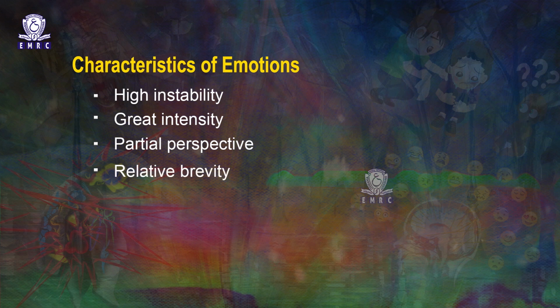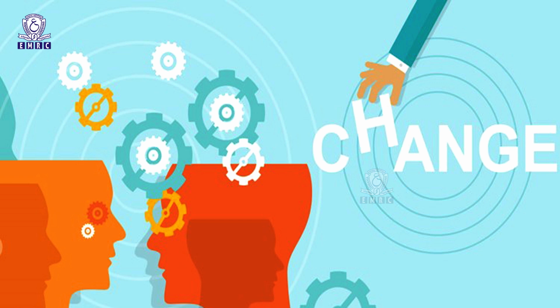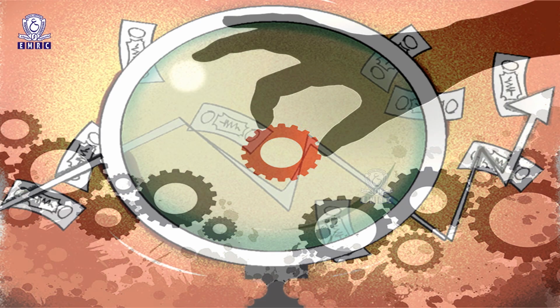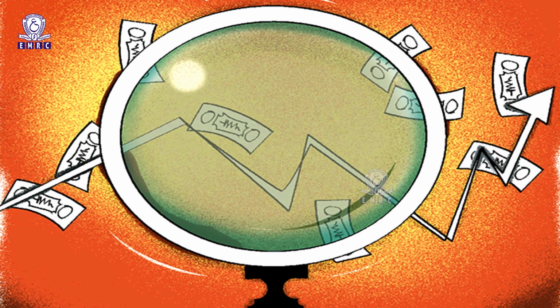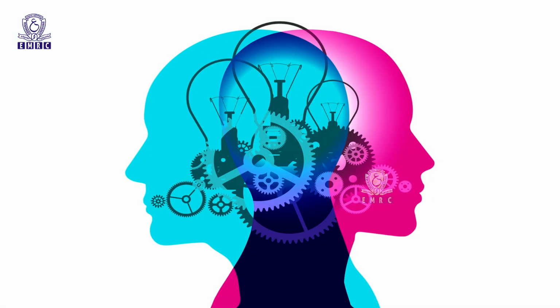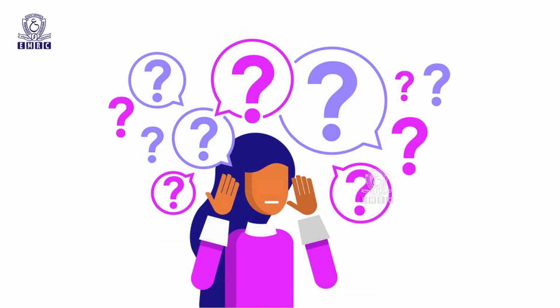And the next one is relative brevity. When a change disturbs a system, the system will not tolerate the change for too long. Immediately the system wants to restore its homeostasis. If the changed situation continues to persist, then the system adapts itself to the changed situation, which becomes a normal way of life. After a while, the system construes the change as a normal and stable situation. Since emotions are transient, they are adaptive in nature.